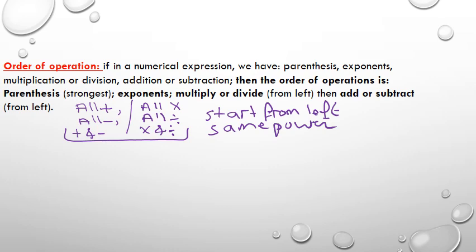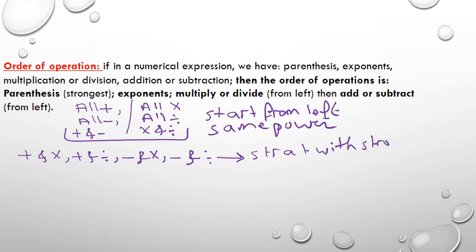In a numerical expression, if we have plus and times, or plus and divided by, if we have minus and times, if we have minus and divided by, in these numerical expressions, we start with the strongest. Who's the strongest? The strongest is times and divided by from left, then plus and minus from left.